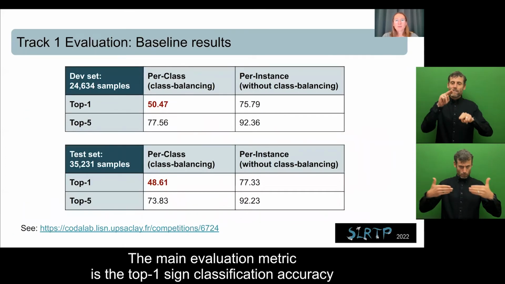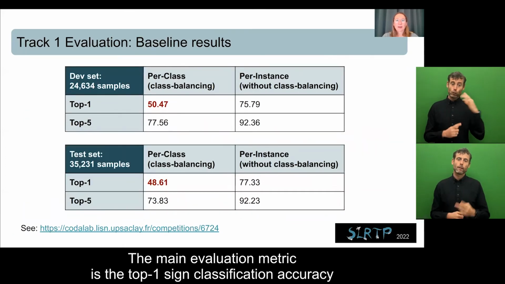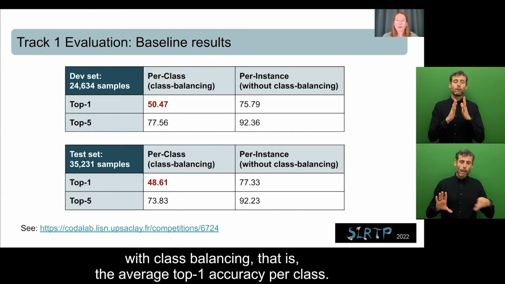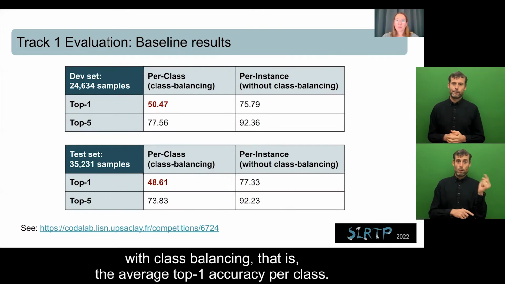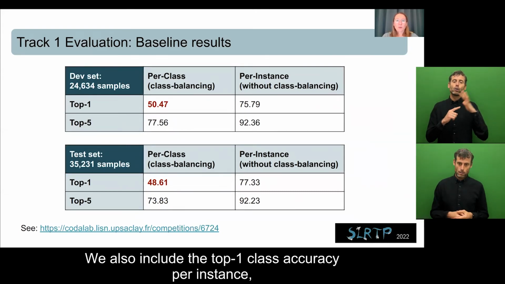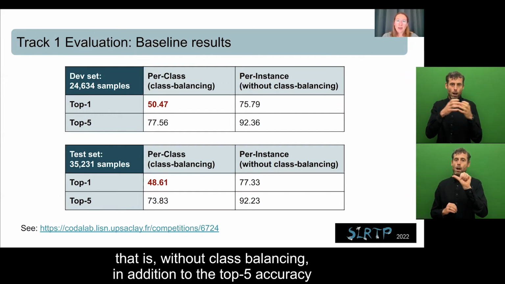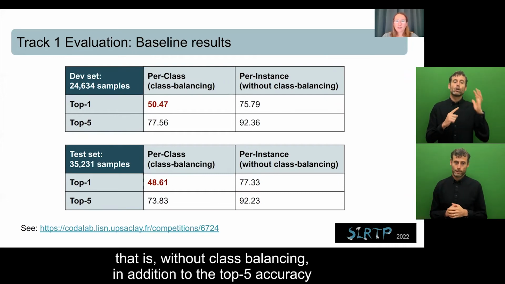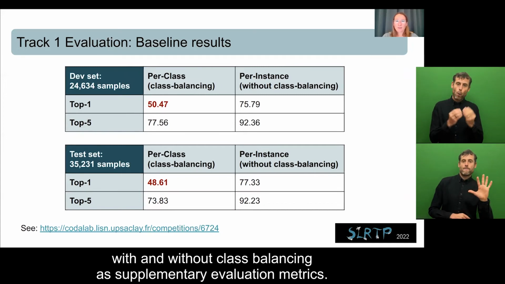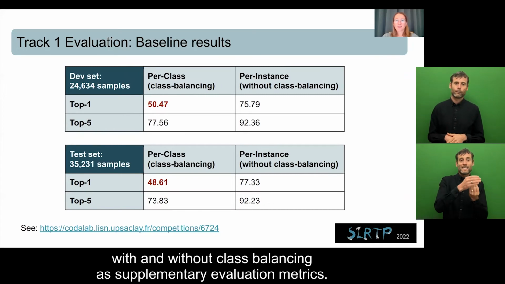The main evaluation metric is the top 1 sign classification accuracy with class balancing. That is the average top 1 accuracy per class. We also include the top 1 class accuracy per instance, that is without class balancing, in addition to the top 5 accuracy with and without class balancing as supplementary evaluation metrics.